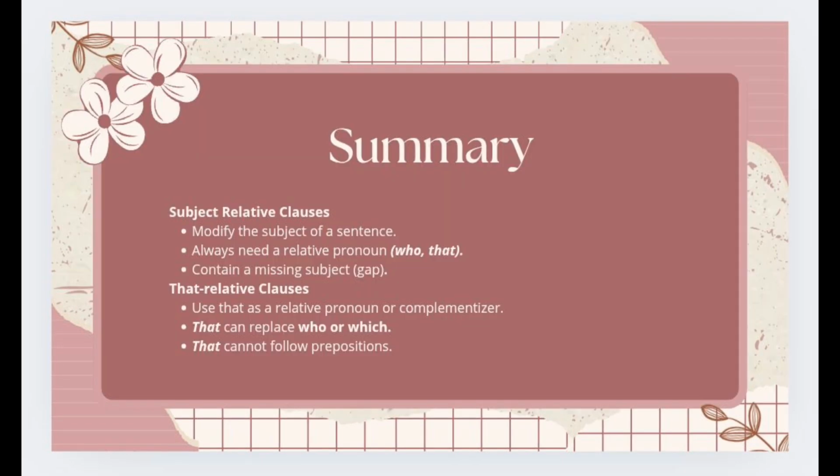So to summarize everything, subject relative clauses describe the subject of the sentence and always include a relative pronoun like who or that. These clauses contain what we call a gap, a missing subject that the relative pronoun fills. Meanwhile, that relative clauses use the word that as a connector or a relative pronoun. It can often replace who or which, but it cannot be used after prepositions. Both of these types of clauses help us make our sentences more descriptive and grammatically complete.